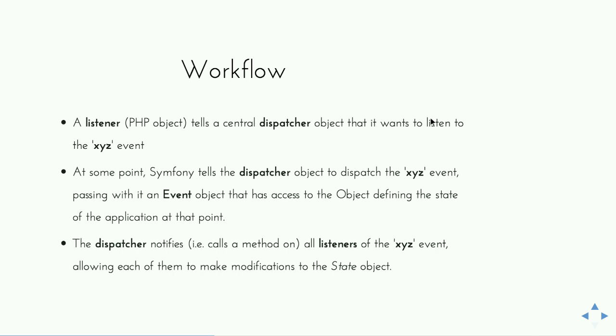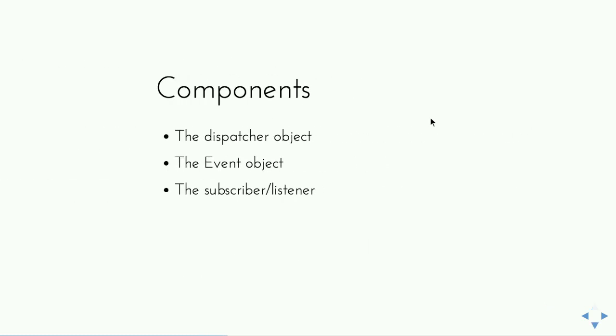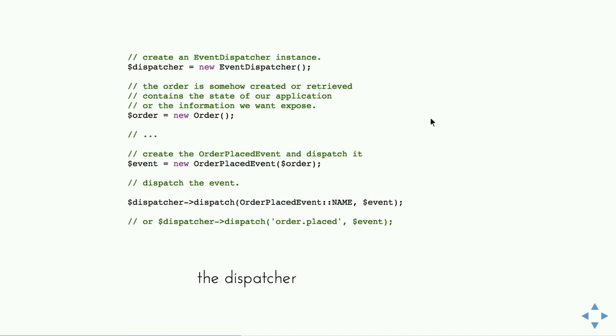And you have your event object containing all the information regarding the state of your application. So as I said, we have three components: the dispatcher component, the event object, and the subscriber or listener. We have been using these terms, the subscriber and the listener, indistinctly. So we'd be looking at how these are different. There are minor differences. We'd be also looking into that as well.